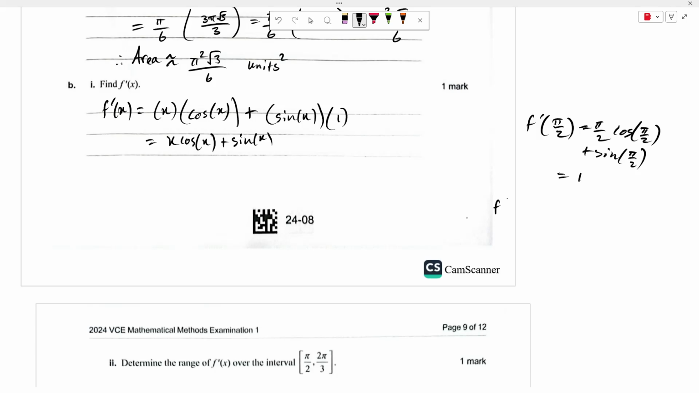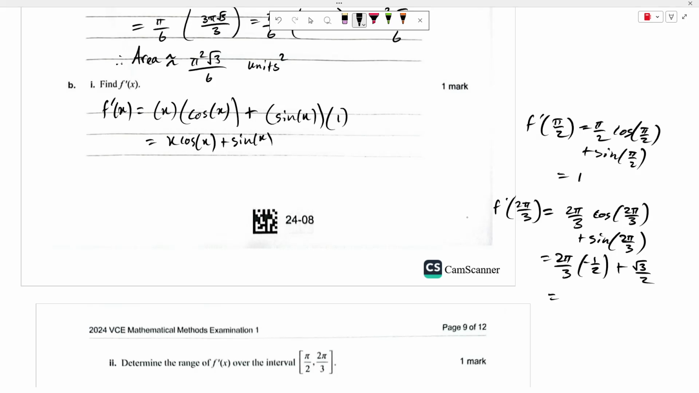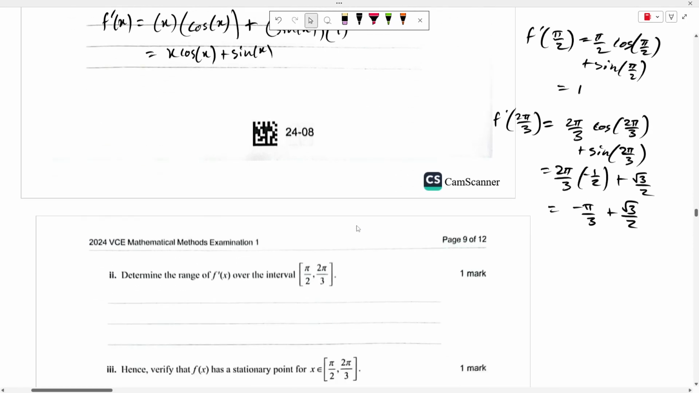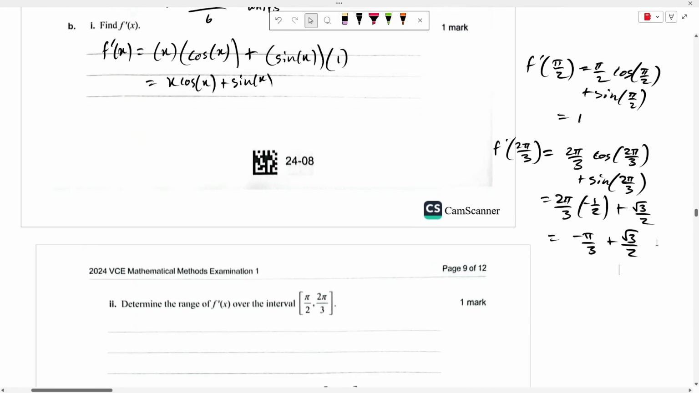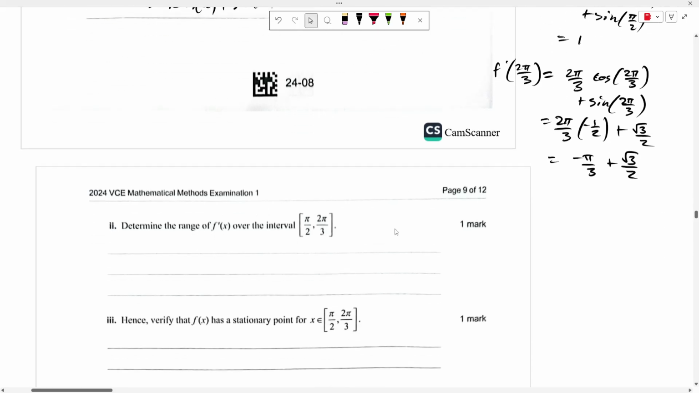Now let's find the gradient at 2 pi on 3. That's going to be 2 pi on 3 times cos of 2 pi on 3 plus sine of 2 pi on 3. Now cos of 2 pi on 3 is actually going to be negative a half. And sine of 2 pi on 3 is going to be root 3 on 2. So we get negative pi on 3 plus root 3 on 2. And so you can see the gradient is going from 1, and then it's going all the way to this value right here, which is actually going to be negative.